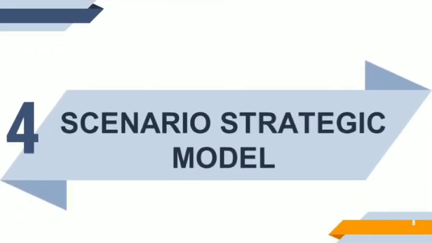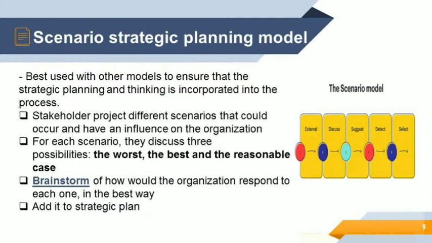Scenario strategic planning model. It is best used with other models to ensure that strategic planning and thinking is incorporated into the process. So this planning model is all about doing specific scenarios, or thinking about and anticipating the unknown future, or doing scenarios which will depict what will happen in the future. For each scenario, they discuss three possibilities: the worst, the best, and the reasonable case.